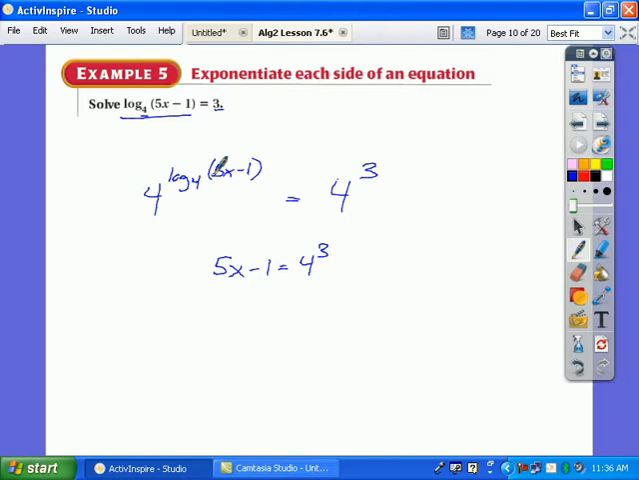Look what happened. I have 4 to the log base 4 of 5x minus 1, but 4 to the log base 4 drops out, leaves me 5x minus 1, and now we solve this. So 5x equals 65, x equals 13. And we're done.